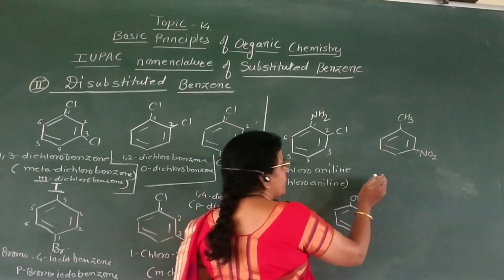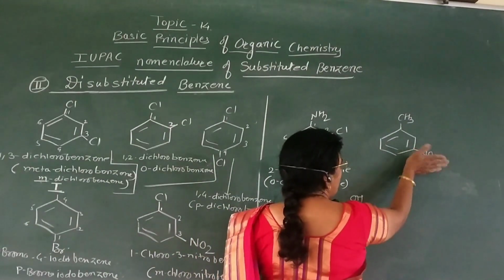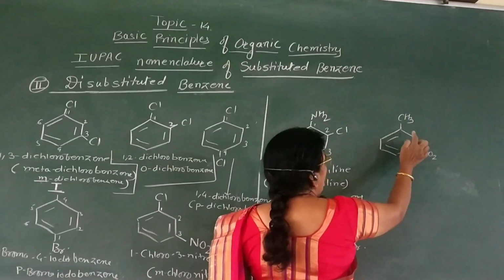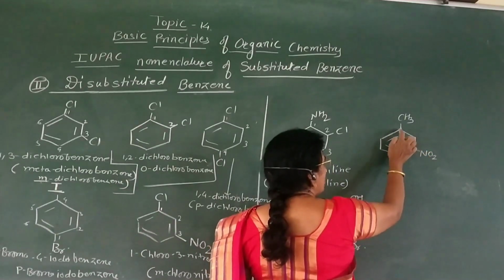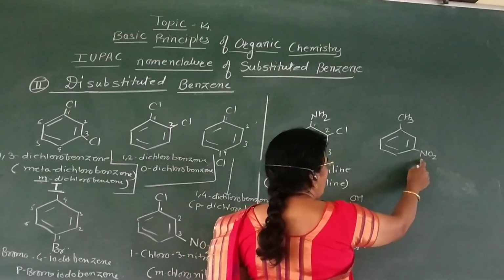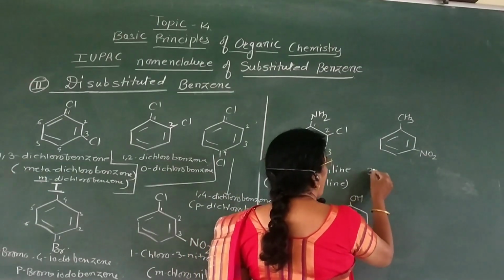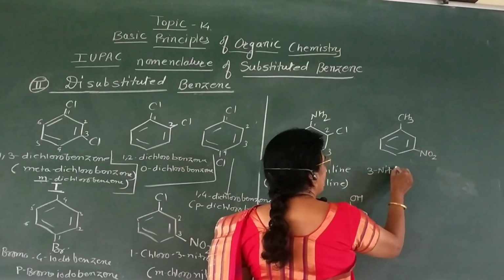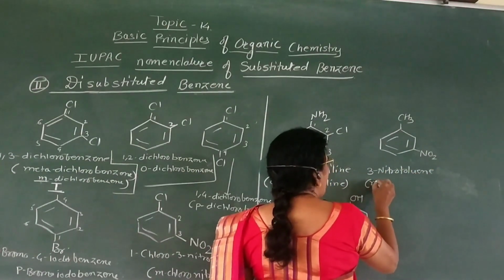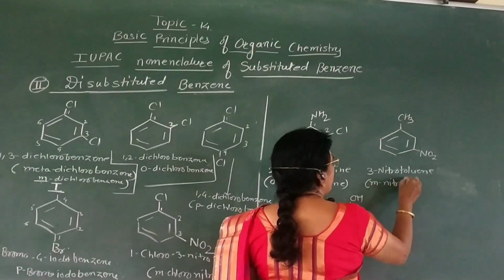Now this one. If we remove this NO2 group, that is the nitro group, it becomes toluene. And at the meta position of this CH3 group, there is an NO2 group. At 3 position there is the NO2 group. Therefore, it becomes 3-nitrotoluene or meta-nitrotoluene.